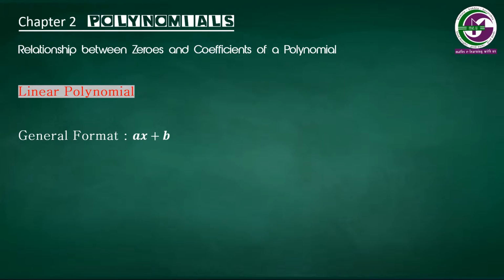Now, to find the zero of the polynomial, we discussed the zero of the polynomial also in the last video. The zero of the polynomial is the value of x such that the complete polynomial value is 0. So here, to find the zero of this polynomial, we'll equate this polynomial to 0. So ax plus b equal to 0. Now, subtracting b on both sides, we'll get ax equals negative b and x equals negative b divided by a.